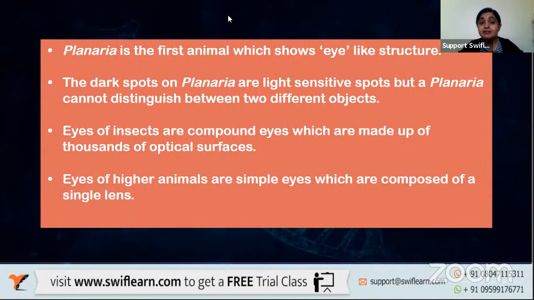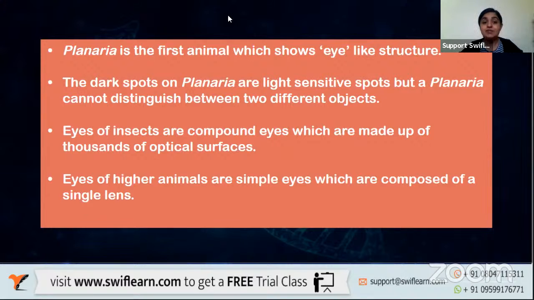Planaria is the first animal which shows an eye-like structure. The dark spots on planaria are light-sensitive spots, but a planaria cannot distinguish between two different objects. So the first organism that had an eye kind of structure was planaria, but it was not exactly eyes as they look in us or in animals right now. It was just a spot, and that was light sensitive.